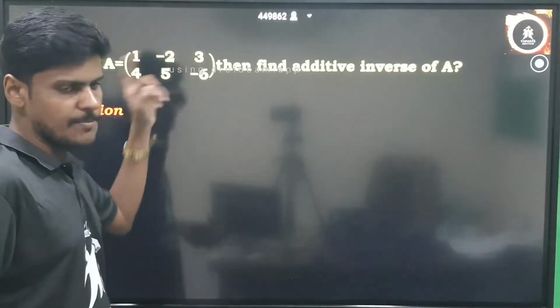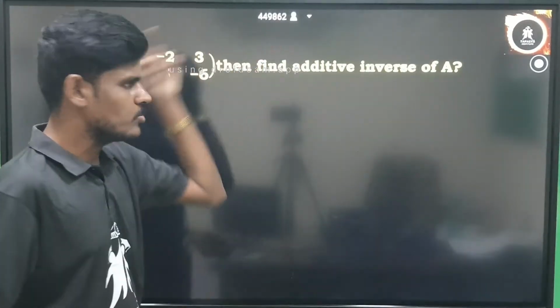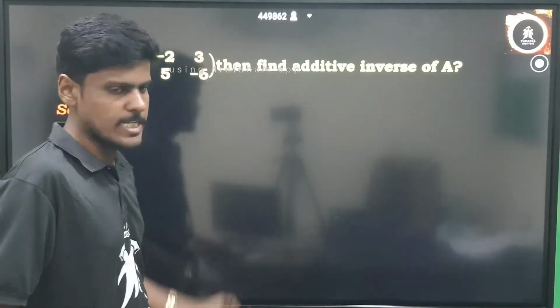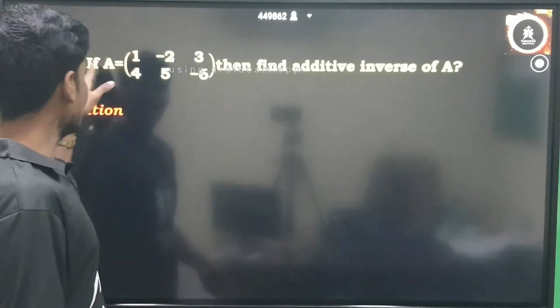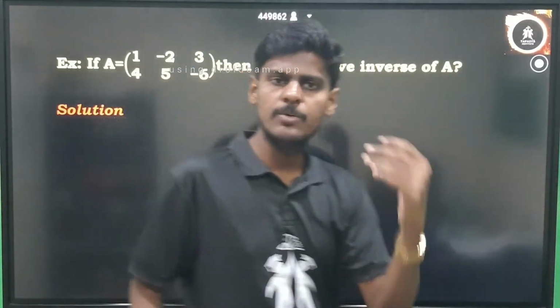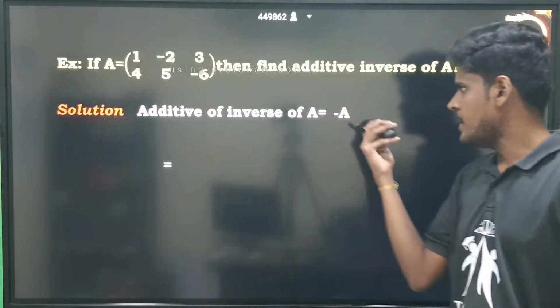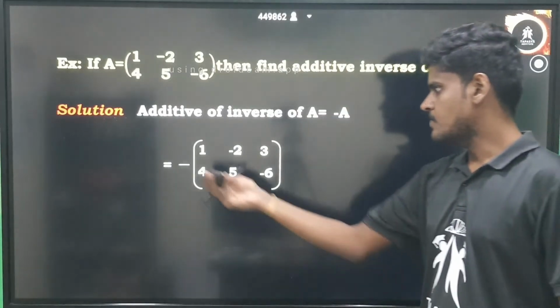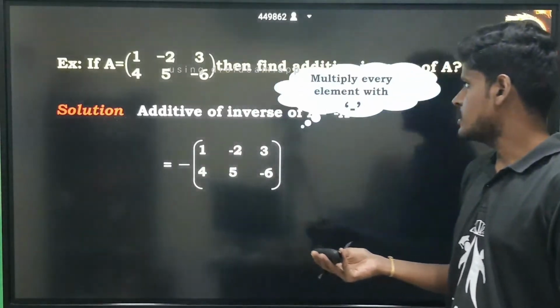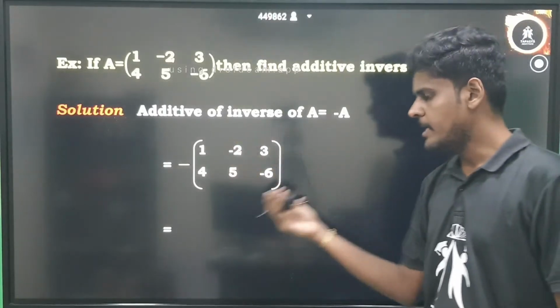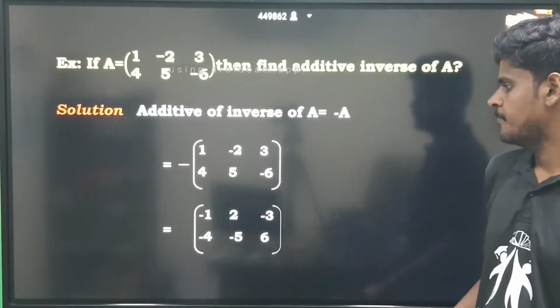Just subtract this number as such. 1 minus 1 will become 0. Minus 2 plus 2 will become 0. So negate all the elements here. That will give the additive inverse. What is the additive inverse of A? Minus A. That is minus of this matrix, which is nothing but multiplying minus 1 to all the elements.